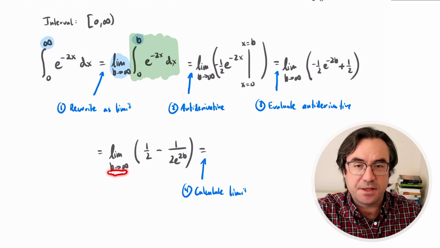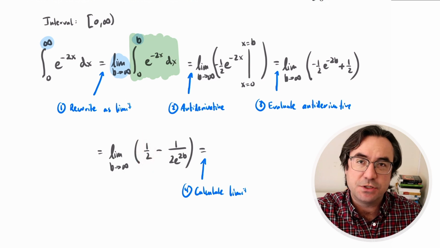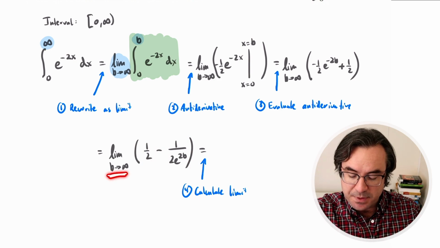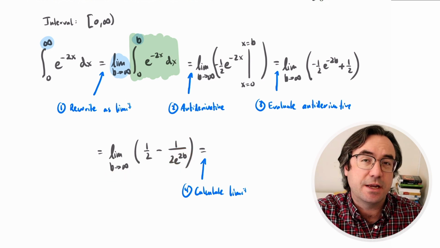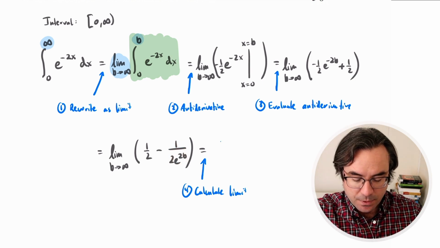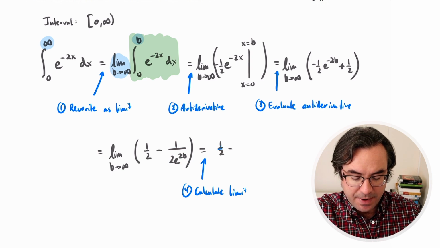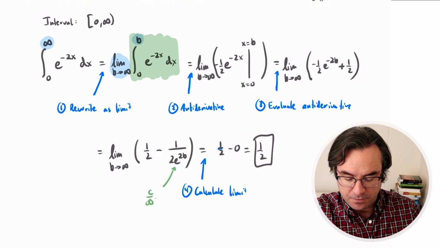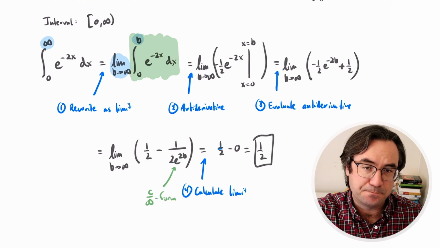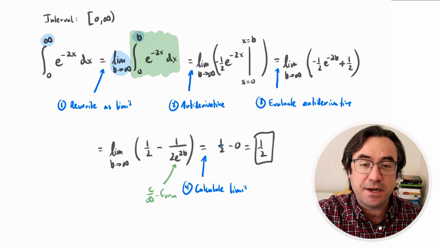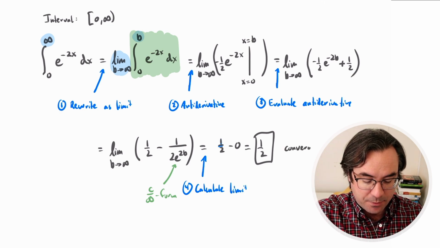All right, so what happens? b is the thing that's going to infinity. So the 1/2 here is just going to stay 1/2. And then this fraction is going to be a c over infinity form. So if b is getting really large, the exponential here is going to get really large, but then we're dividing by it. So this is going to be a c over infinity form. So what we end up with is 1/2 minus 0, which is 1/2. And again, this is a c over infinity form, and those go to 0. And because we found that this value was an actual number, not infinity or didn't exist, we say that the improper integral is convergent.